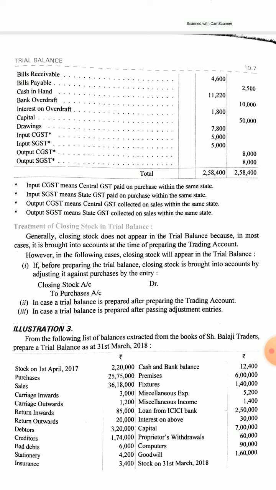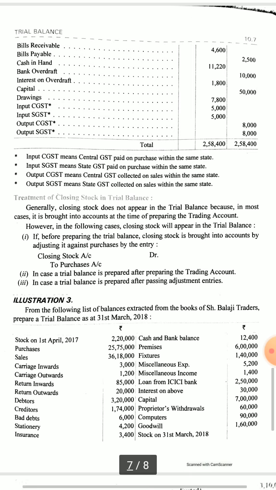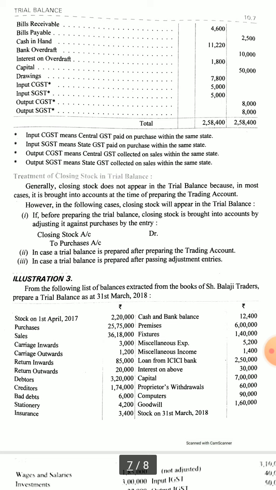So generally closing stock does not appear in the trial balance because in most cases it is brought into accounts at the time of preparing the trading account. However, in the following cases, closing stock will appear in the trial balance if before preparing the trial balance closing stock is brought into accounts by adjusting it against purchase by entry closing stock account debit to purchases account. That means purchase will become less if there is closing stock in the warehouse. That means it is a part of purchase, so it will be subtracted from the purchase.